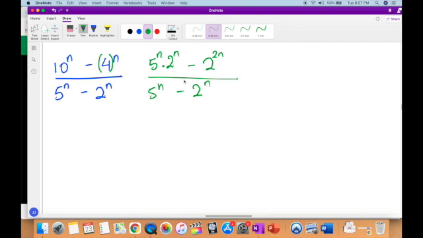Things are starting to look, you know, like, so what if, because again, I hate denominators, right? If I could cancel this denominator off, this denominator is 5 to the n minus 2 to the n. So I would need to get 5 to the n minus 2 to the n upstairs. And we're almost there.